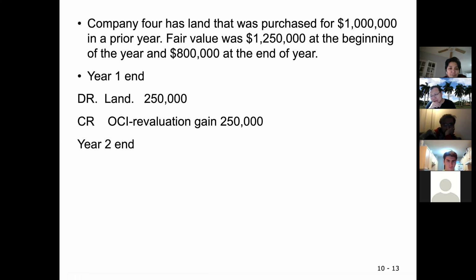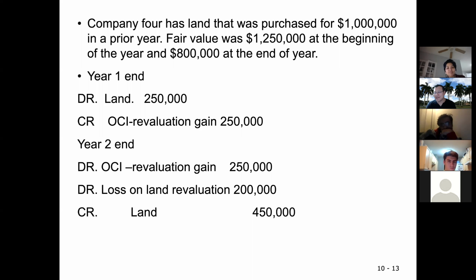Would you debit OCI gain again for 250? First, do the credit on the cost account. Credit land for 450, always do that first. And you debit the OCI and the loss on land. OCI would be 250 and loss on land would be 200. Very good, you got it.